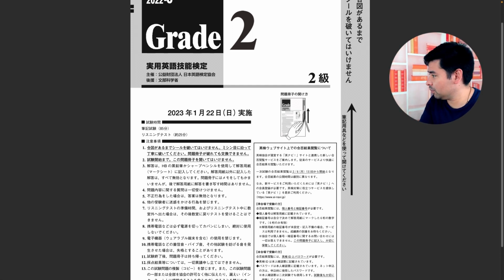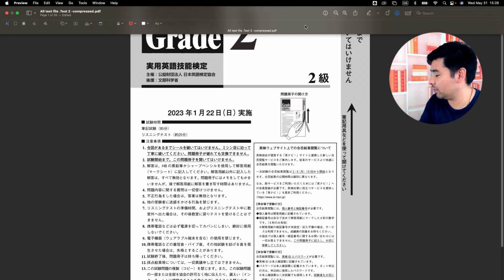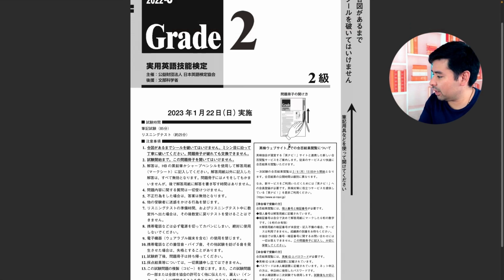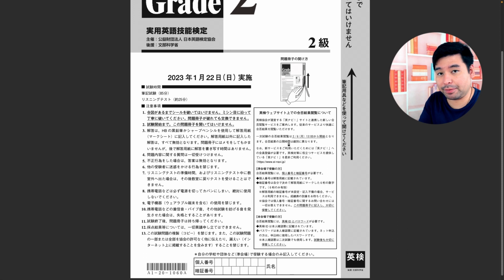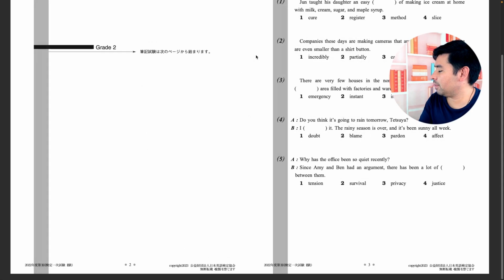As you know, this is grade 2, which is pre-intermediate to advanced, probably something related to level B1, B2, similar to that. The first page, as we have already seen, is all in Japanese, and don't worry, because we are not gonna need this information since we know the structure of the test. So let's go on.